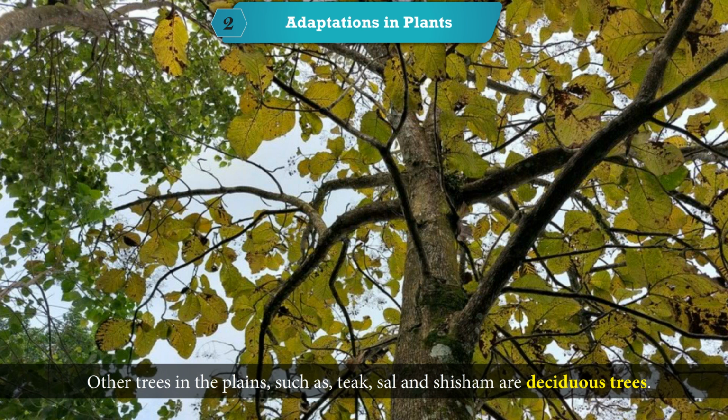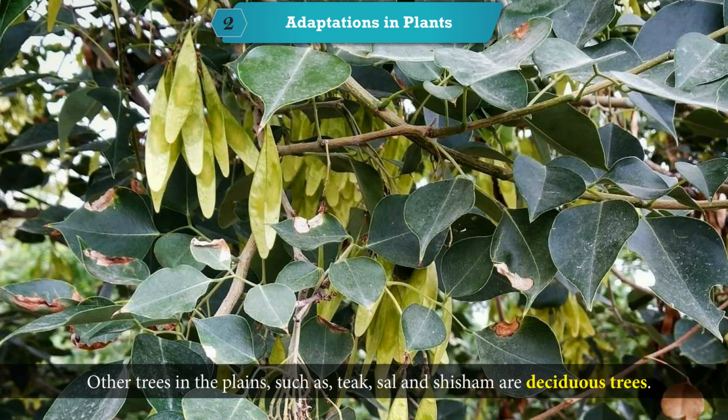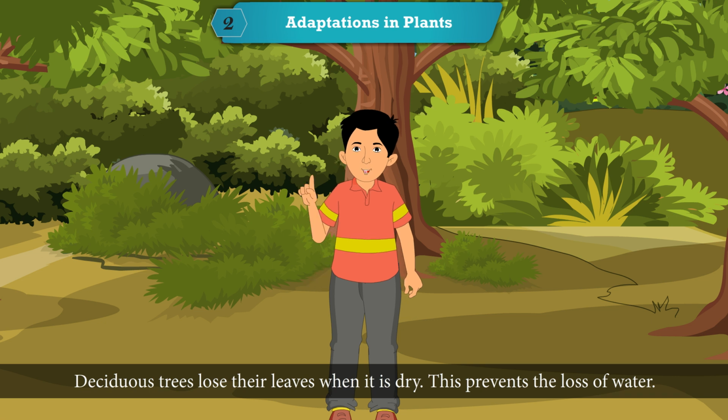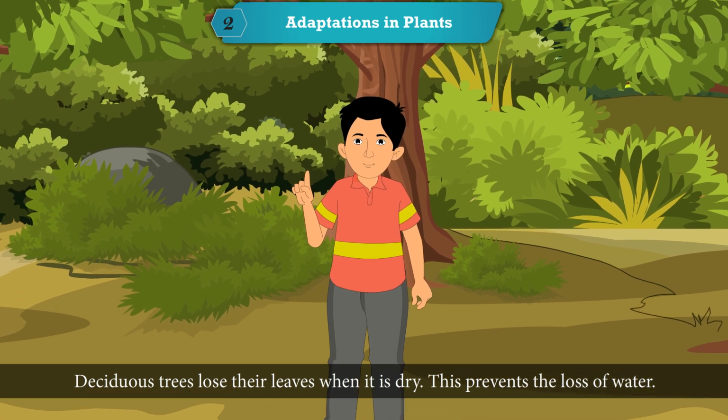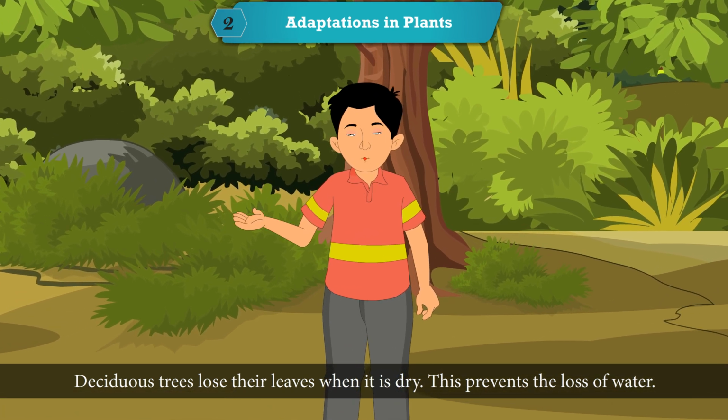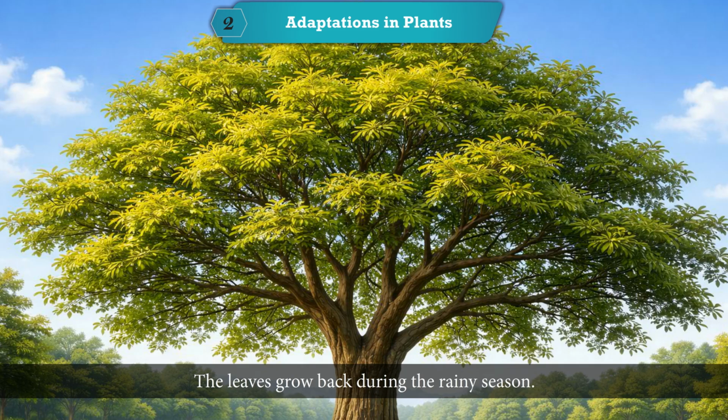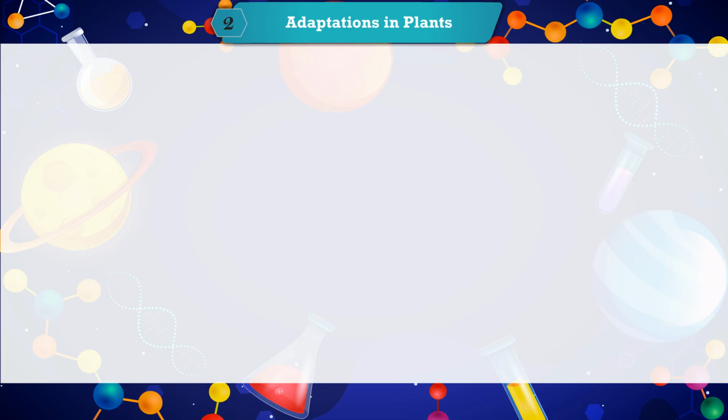Other trees in the plains, such as teak, sal, and shisham, are deciduous trees. Deciduous trees lose their leaves when it is dry. This prevents the loss of water. The leaves grow back during the rainy season.